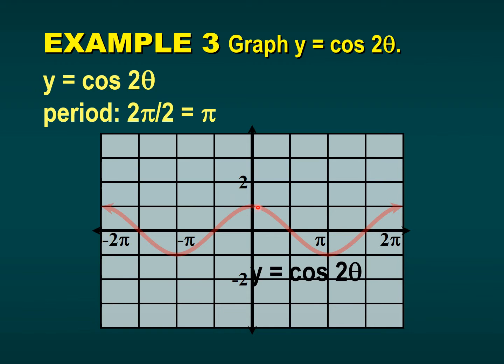So it has to make this journey in pi. So it's basically going to shrink. So it's going to look like this, y equals cosine 2 theta. So notice that it starts at the same spot, but instead of getting to go all the way here, it has to go here because it has to go back up before it reaches pi.